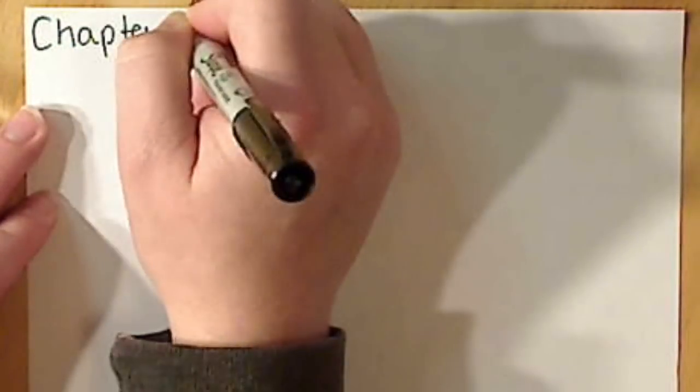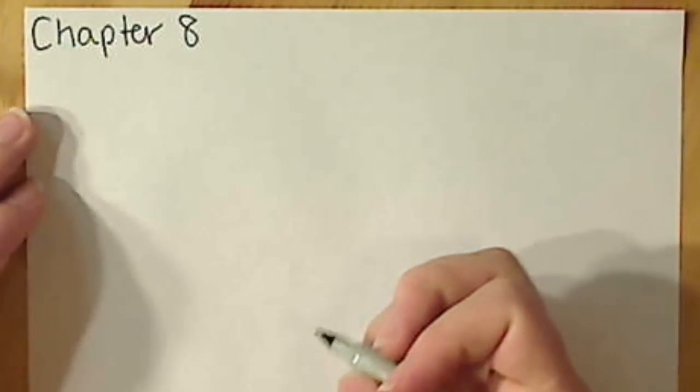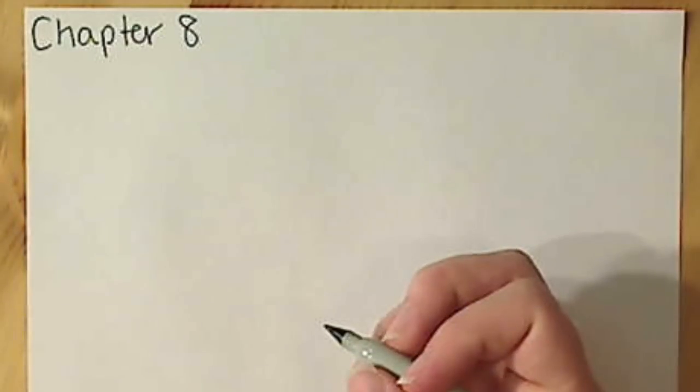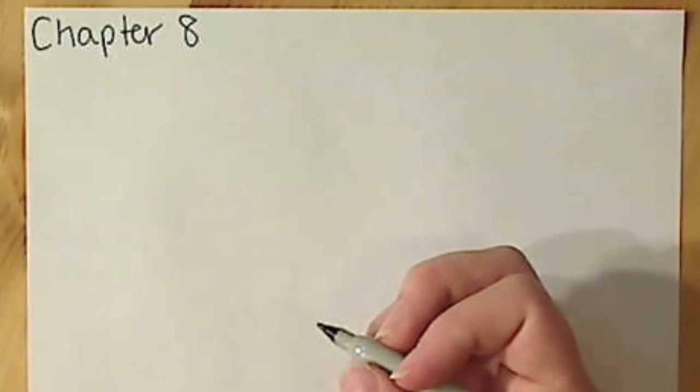So this is the start of your chapter 8 video lectures. The material you should already have covered is section 8.1 in your book, as well as reading through the written lecture online for section 8.2. That covers both electrolytes and non-electrolytes, as well as equivalents.